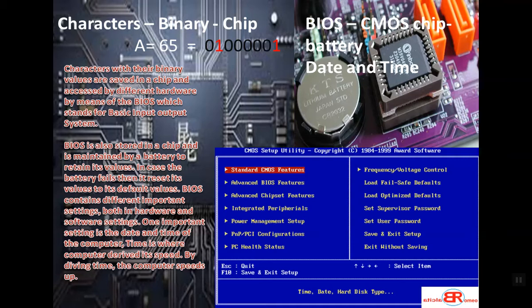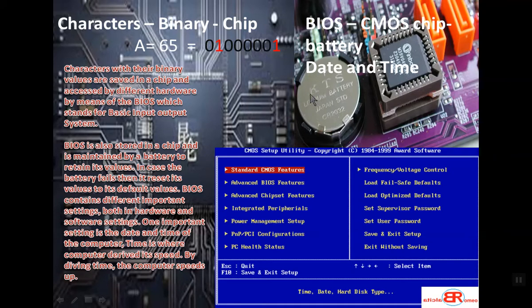BIOS contains different important settings, both hardware and software settings. One important setting is the date and time of the computer. Time is where a computer derives its speed. By dividing time, the computer speeds up.